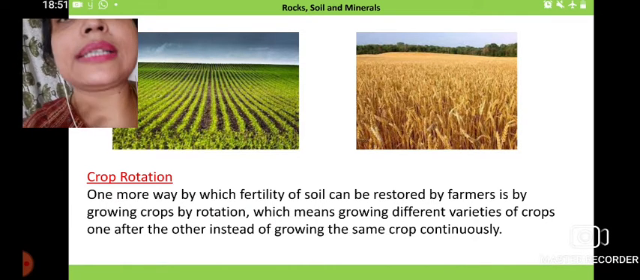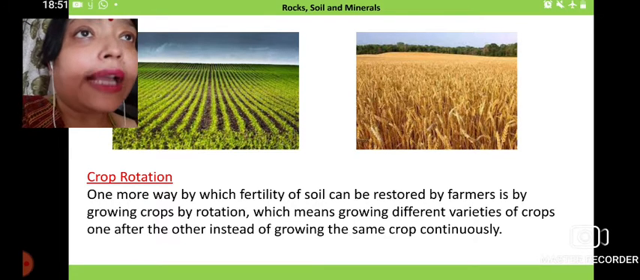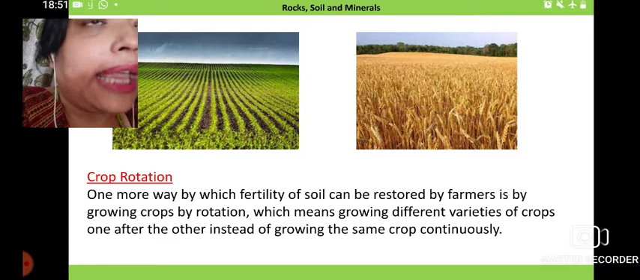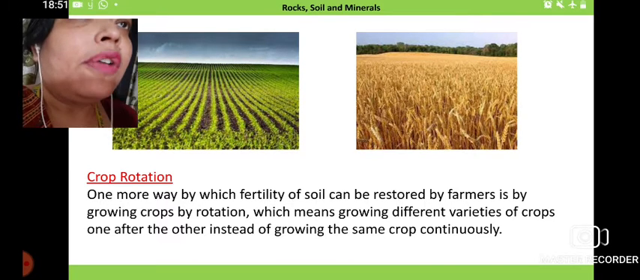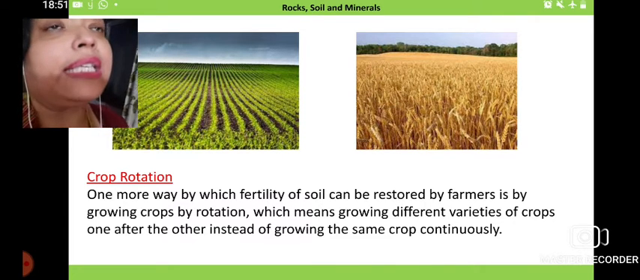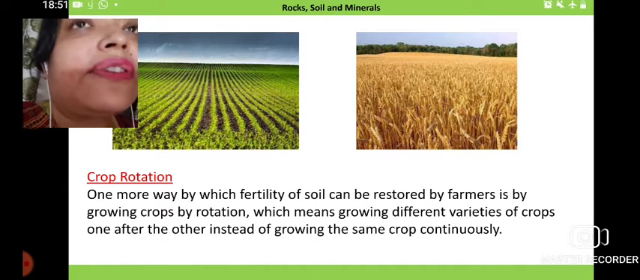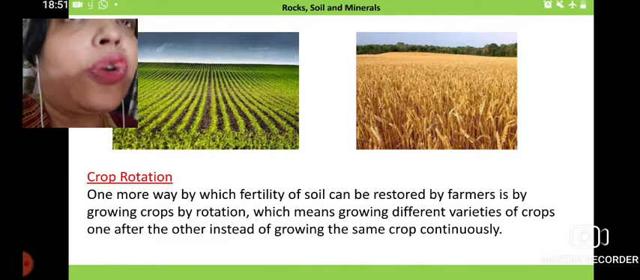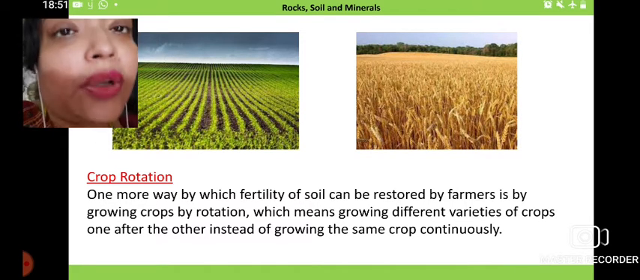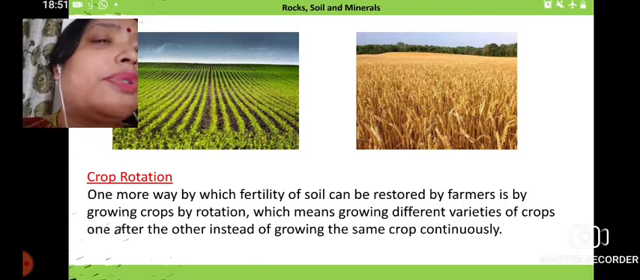So if we do crop rotation, first we will grow a crop that takes, say, X nutrition, then we plant the B crop which takes Y nutrition, and by that time the X nutrition is replenished in the soil. So constantly the soil will not suffer scarcity of nutrition, and crops also will grow healthy, which can cover the soil particles and hold them tightly, which will not allow the soil erosion process.